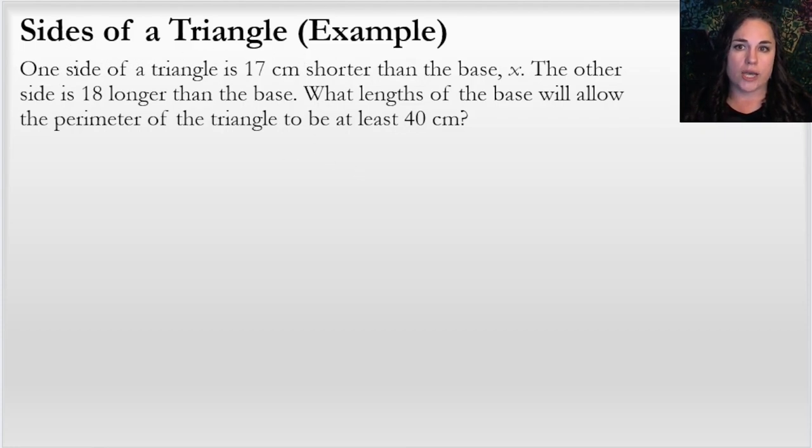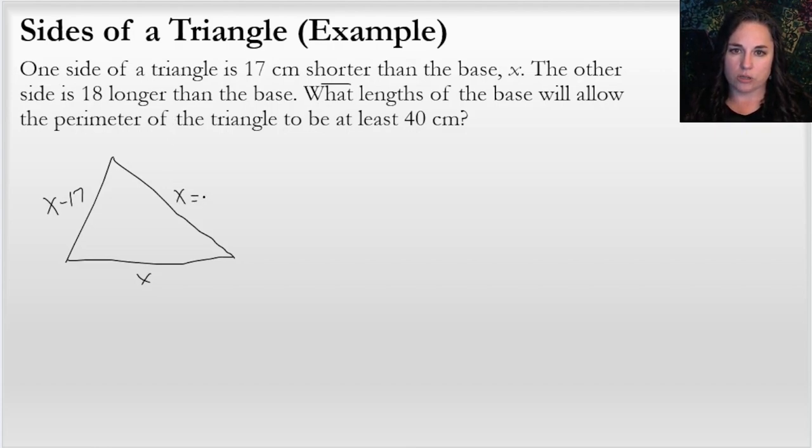We have sides of a triangle. One side of a triangle is 17 centimeters shorter than the base x. Okay, let me do this. We have a base x, and we have a short side and a long side. So there's the base x, and I'm going to call this one side x minus 17 because it says shorter. The other side is 18 centimeters longer than the base, so I'm going to go x plus 18.